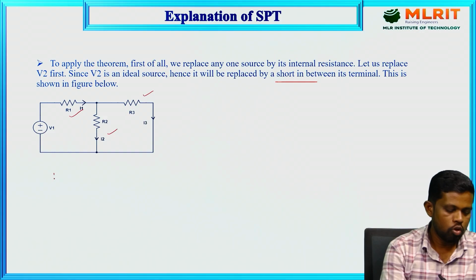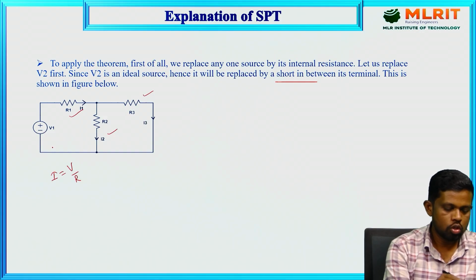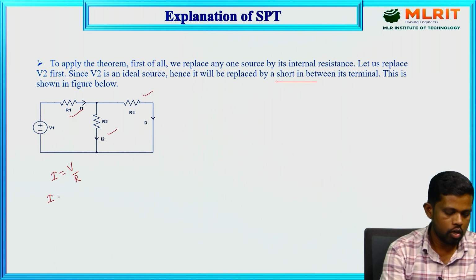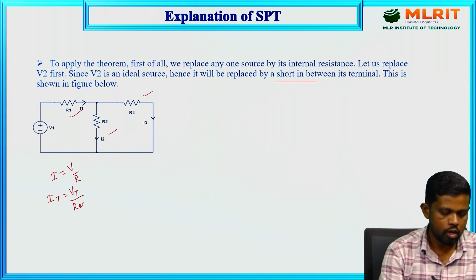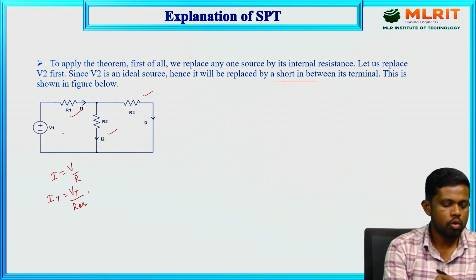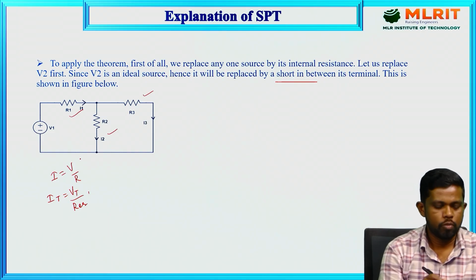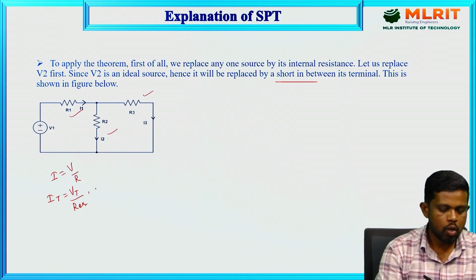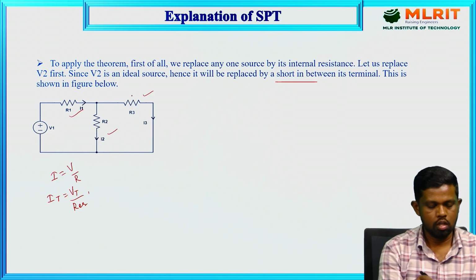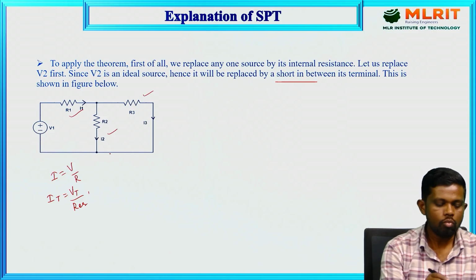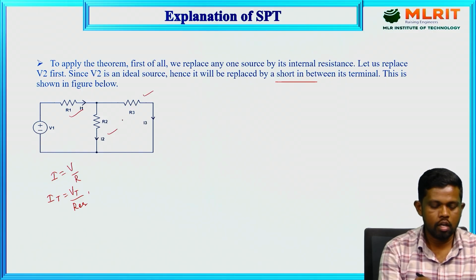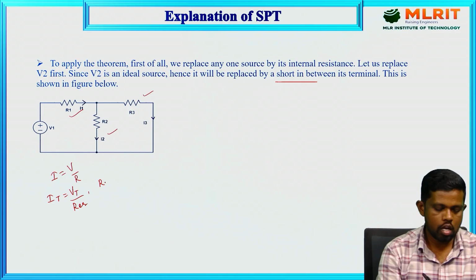According to Ohm's law, the current equals V by R. So the total current of the circuit, I total, equals V total upon R equivalent. Here V total is given in the example, and that is V1 only. The other one is the R equivalent value, which we need to find out.